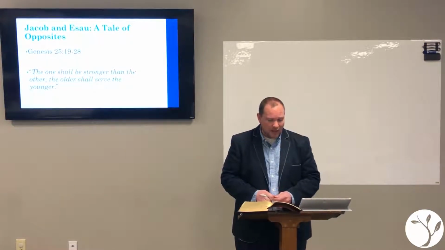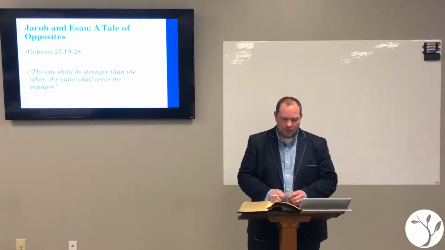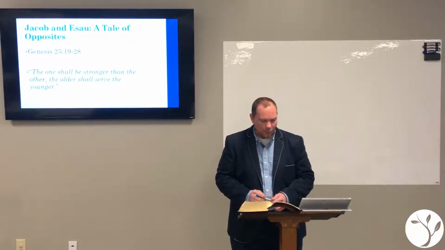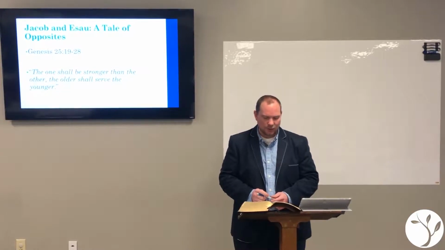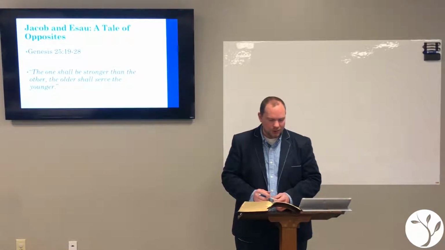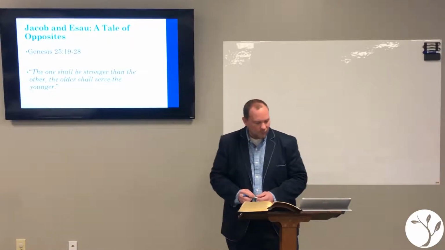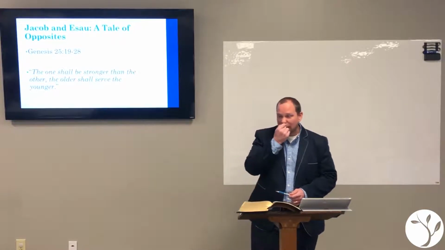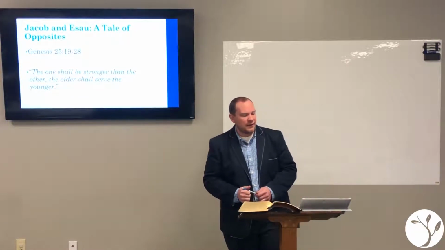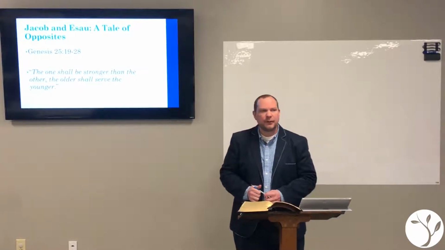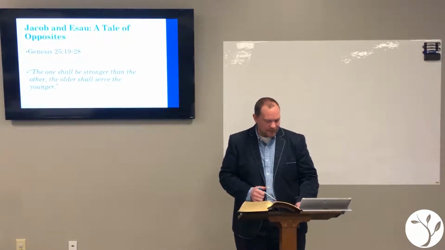The first came out red, all his body like a hairy cloak, so they called his name Esau. Afterward, his brother came out with his hand holding Esau's heel, so his name was called Jacob. Isaac was 60 years old when she gave birth to Jacob and Esau. All right, so this prophecy that we see here, the one shall be stronger than the other, the older shall serve the younger, it's going to be played out in many regards throughout the lives of Jacob and Esau.